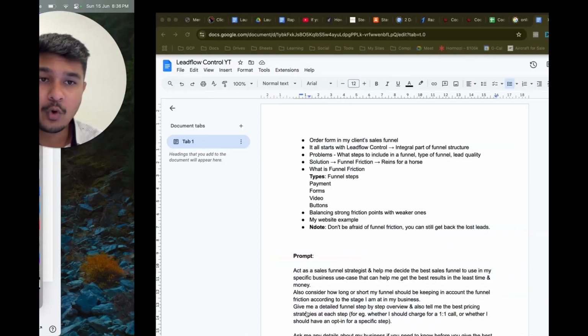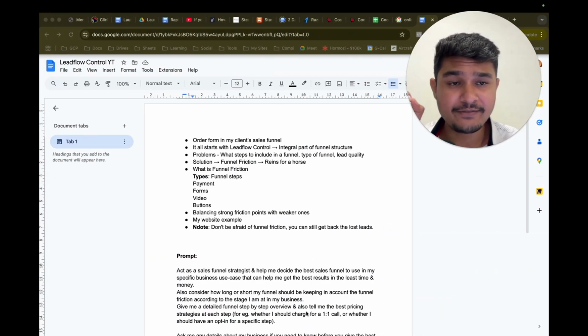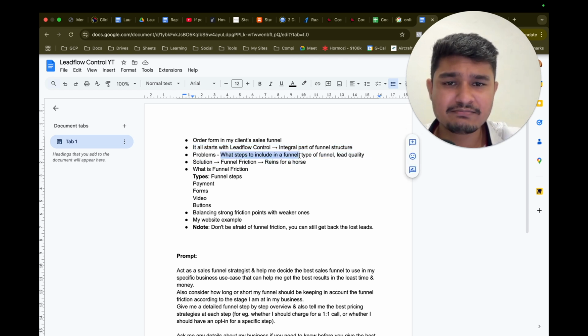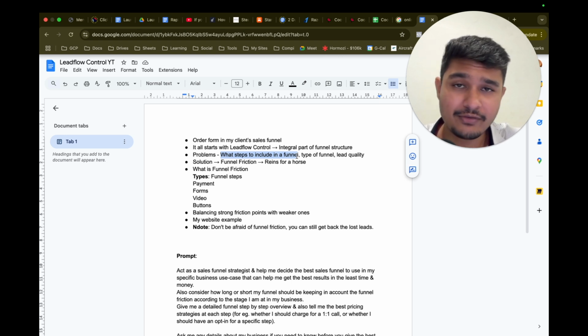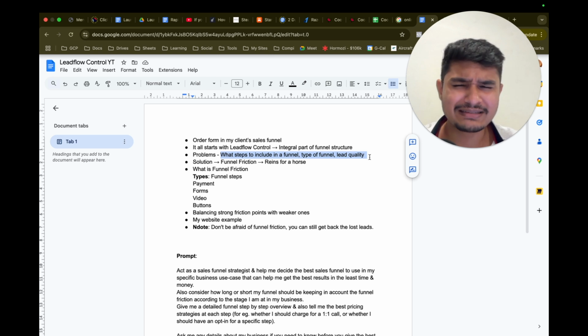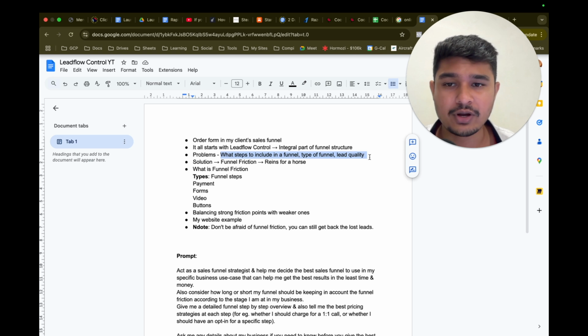Now, let's go back to the document. It all starts with lead flow control. As I told you, it's an integral part of your funnel structure. Even before you decide what your funnel is and how it should look, you have to understand your lead flow requirements. Then and only then you would be able to decide what steps to include in your funnel, what type of funnel to run, how you are getting good quality leads, and how to get better quality leads. All of these problems get solved as soon as you understand it from the fundamental level, which is lead flow control.